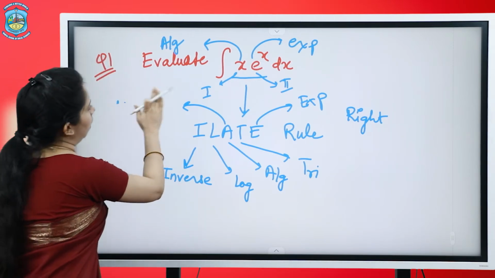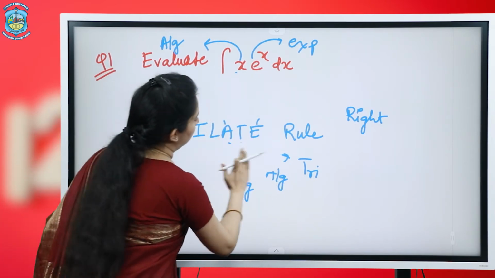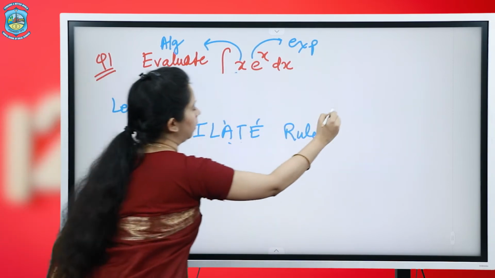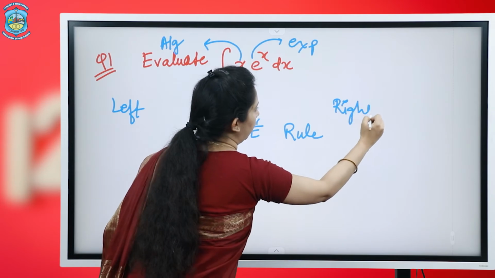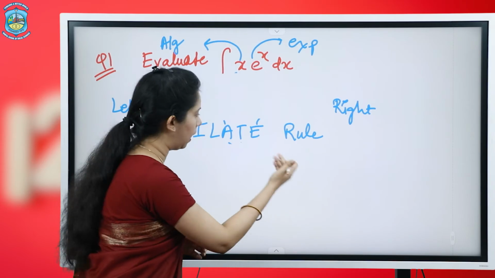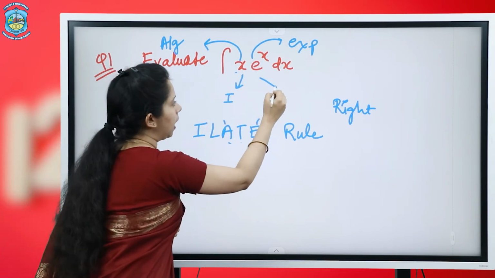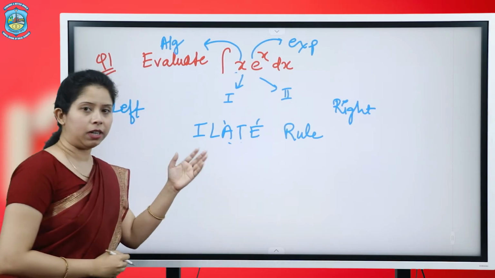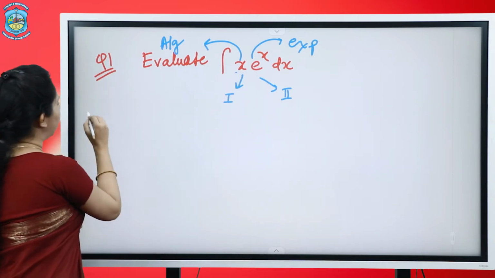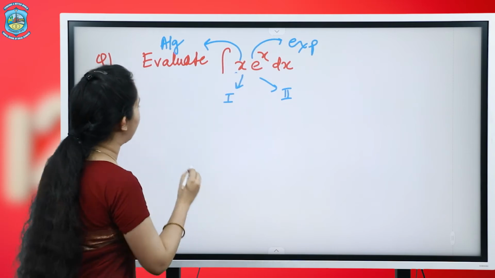So I'll repeat it once again. In this particular product of two functions, moving from left to right, the algebraic function comes first and the exponential function comes second. So here x will be treated as the first function and the exponential function will be treated as the second function. We'll start with the solution. We'll assume this whole integral as I.